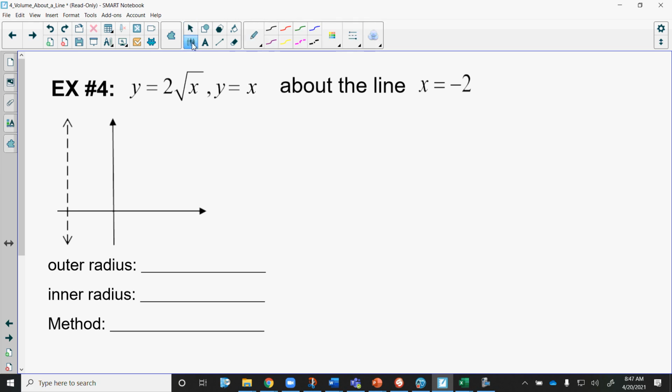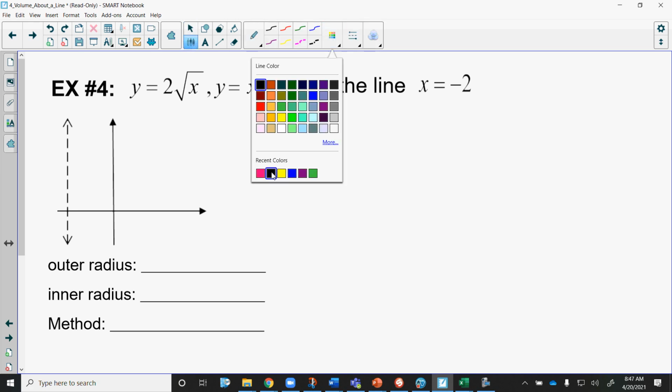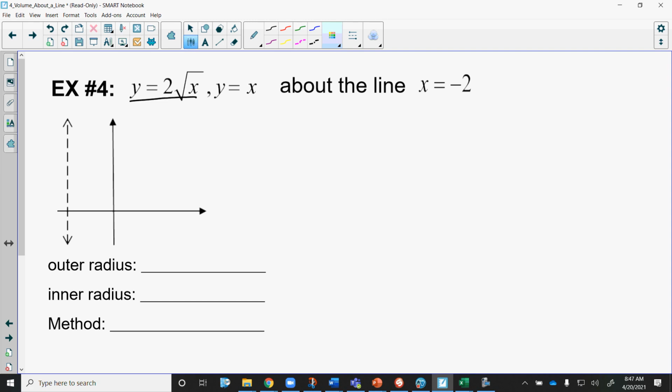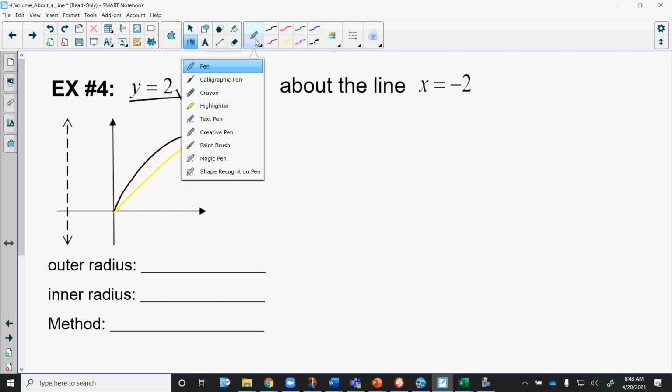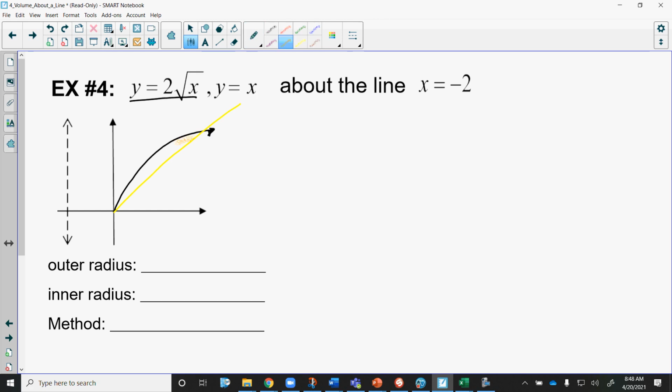So let's see what functions we have here to graph. Let's look at y is equal to 2 square roots of x. This one's going to have a bit of a vertical stretch to it. Again, we're just sketching, not trying to get anything specific here. This is 2 square roots of x, and then we have y is equal to x, which would be something like that. So the bounded region that we have between those is just this bit right here.